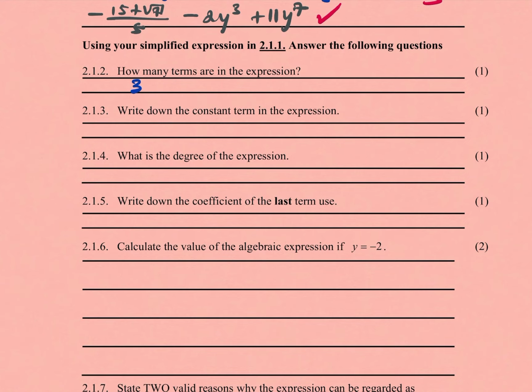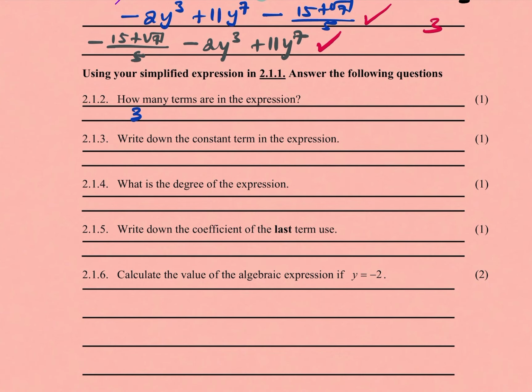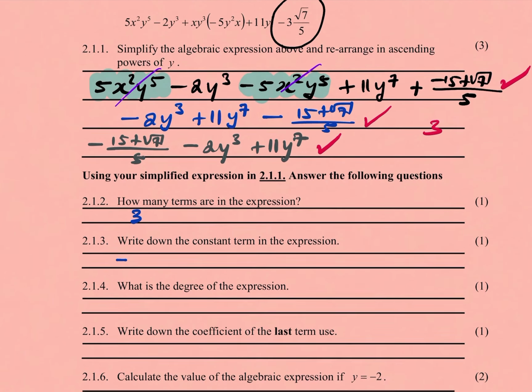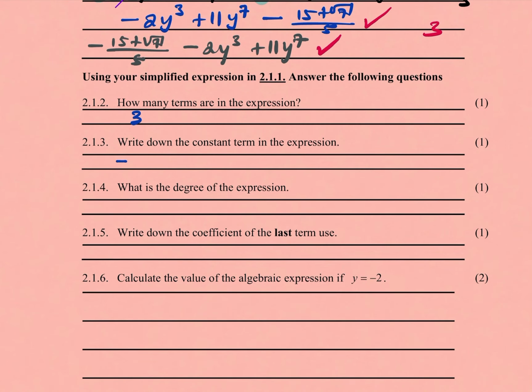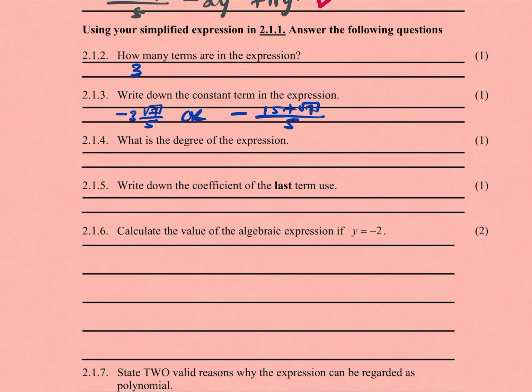Write down the constant term. We're talking about a fixed number in the expression without any variable, which is that one there. So you can write it the way it's given here, minus 15 plus root 7 over 5. One of these two answers is correct, you can write either.